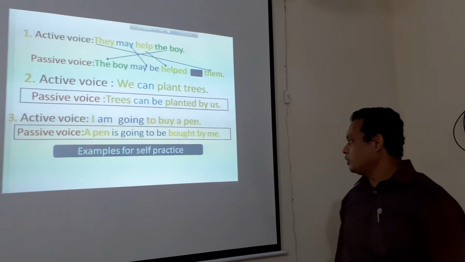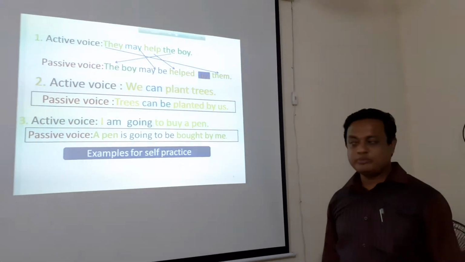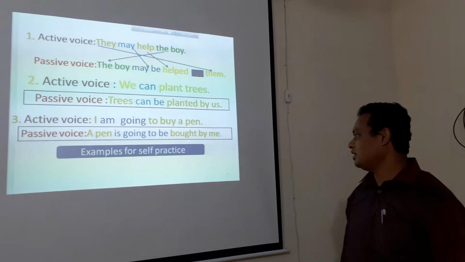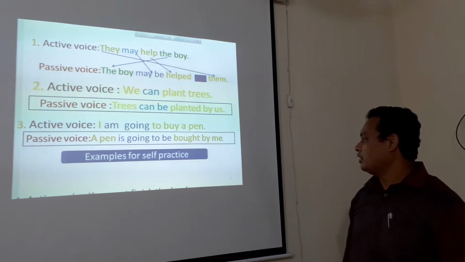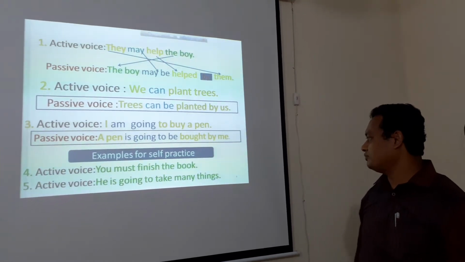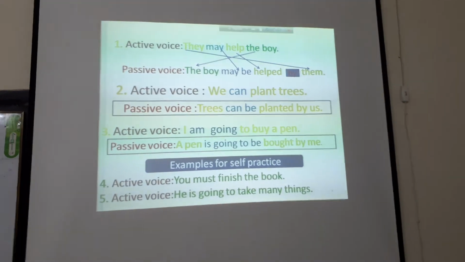Here are more examples for self-practice. At home, you will practice your exercise further. You must finish the book. He is going to take many things.